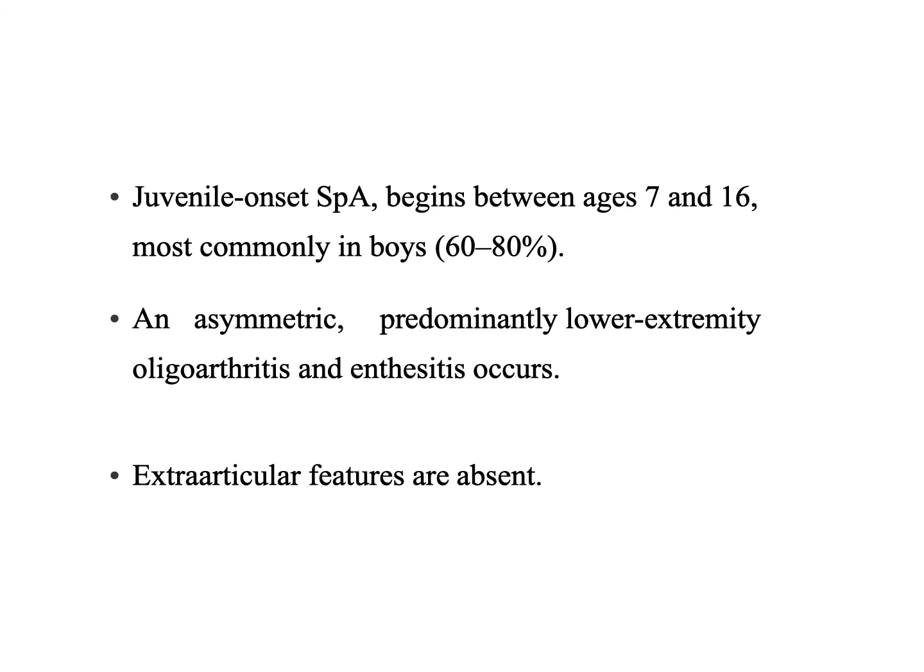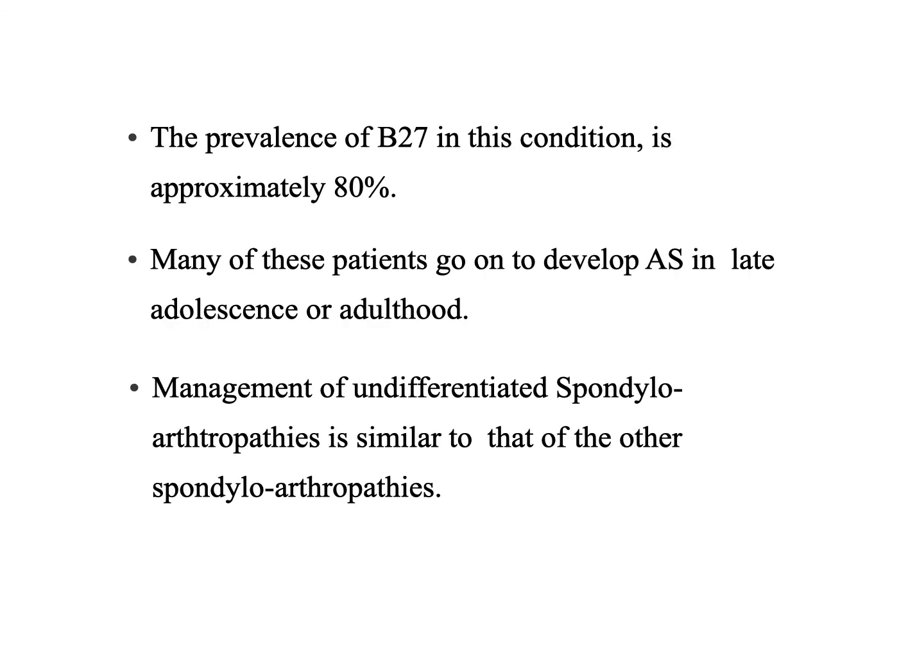Juvenile onset spondyloarthropathy begins between the ages of 7 and 16, most commonly in boys, 60 to 80%. Asymmetric, predominantly lower extremity oligoarthritis and enthesitis occur. Extraarticular features are absent. The prevalence of HLA-B27 in this condition is approximately 80%. Many of these patients go on to develop ankylosing spondylitis in late adolescence or adulthood.